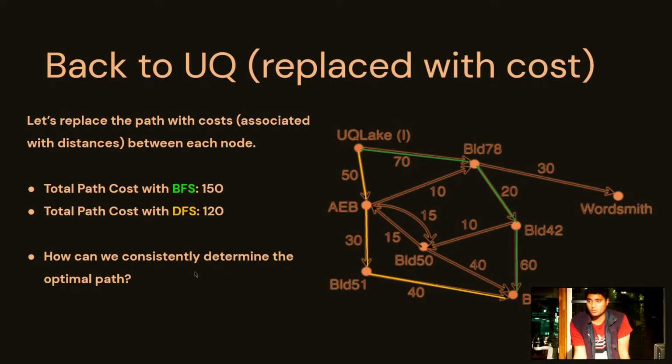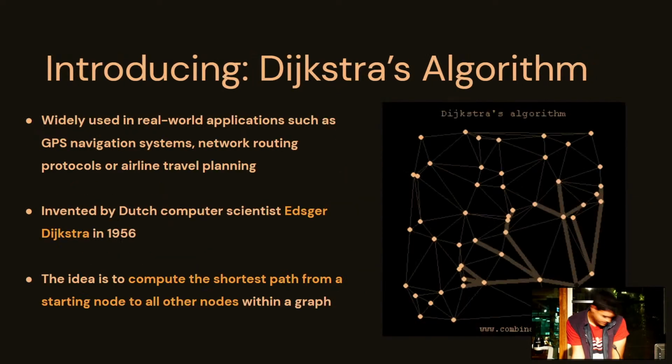So we need to find out a way to consistently find the optimal path. Which one's the optimal path? And the optimal path is the path with the least cost on the graph. I'm not going to show you it now because it's going to be a spoiler. I want us to figure it out together.